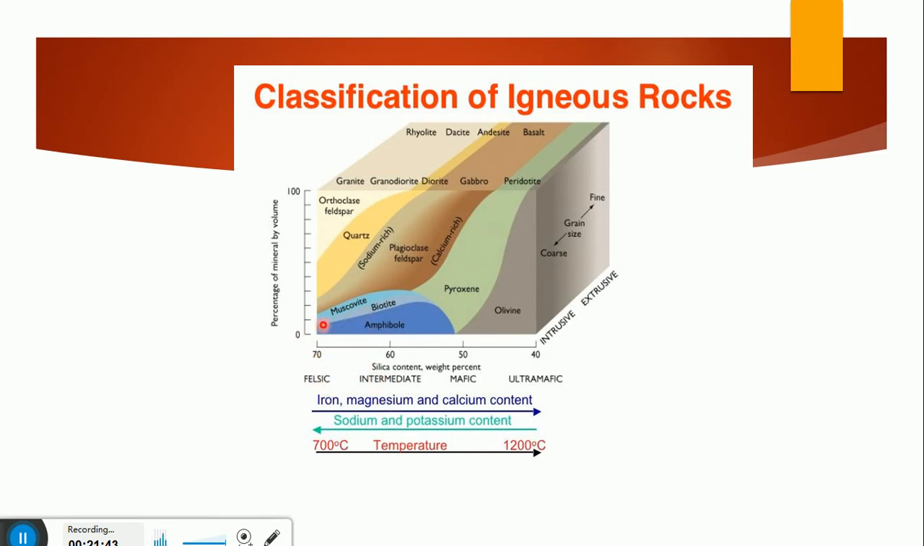Coming to muscovite or orthoclase feldspar, that is the felsic rock, and here the temperature is 700 degrees centigrade. The rocks are granite and diorite. For ultramafic rock, the temperature is 1200 degrees centigrade. Olivine is the main mineral, and for this the rock is peridotite, and dunite is also a rare type. For this, the dominant element is the potassium content in comparison to sodium.